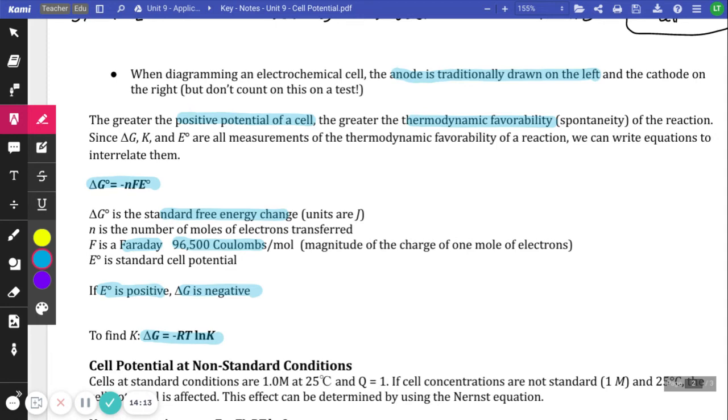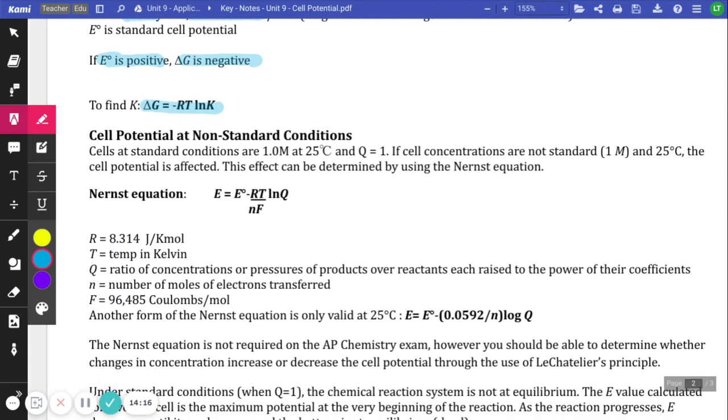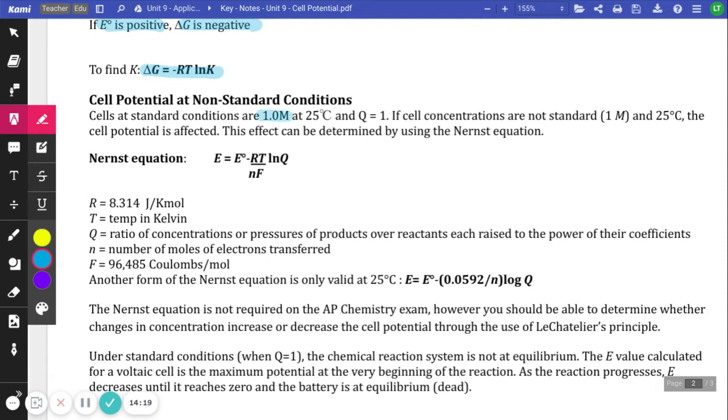All right. So that's all at standard conditions. Let's talk about non-standard conditions now pretty quickly. All right, so remember, standard conditions are 1 molar at 25 degrees Celsius. And since these are 1 molar and 25 degrees Celsius, their Q value, and remember Q is what we use whenever we're not at equilibrium and trying to figure out how to get to equilibrium, is going to be Q equals 1. Now, if our cell conditions are not standard, so not 1 molar and 25 degrees Celsius, the cell potential will be affected. And we can calculate this effect by the Nernst equation.